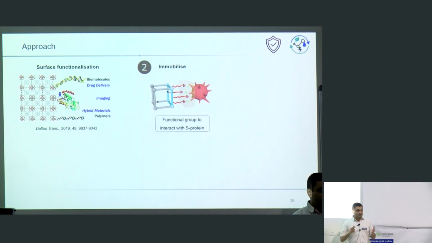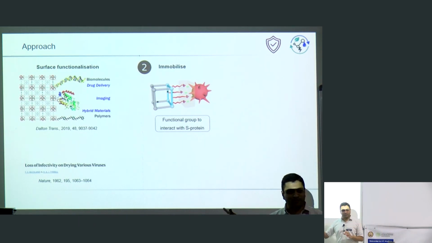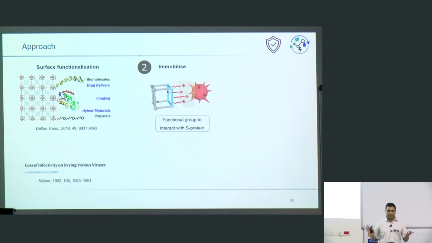But we don't just want it to stick to it. We want it to be inactivated. So how do we do that? If you look at very old literature, this is a paper from 1962, and at that time there were no electron microscopes, no sophisticated techniques. But what they showed is that you take any virus particle, just dehydrate the virus particle, it dies because it needs water for its survival.